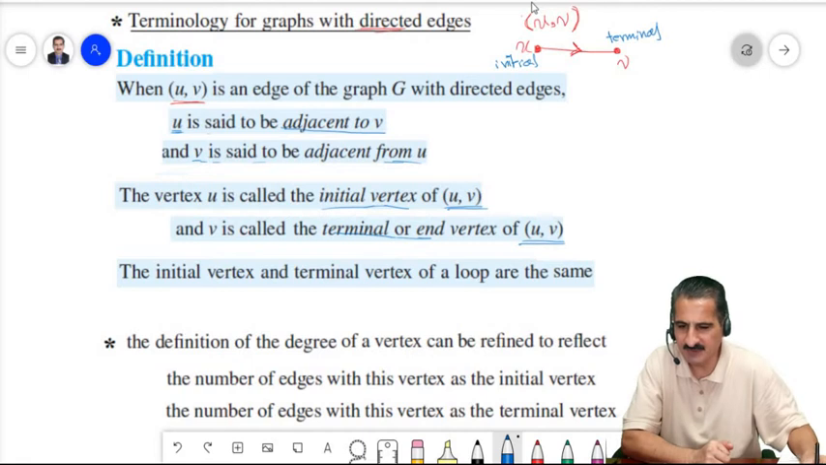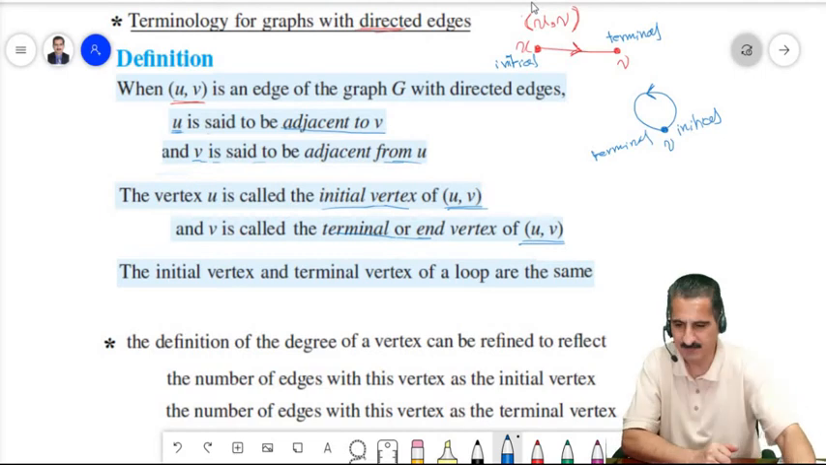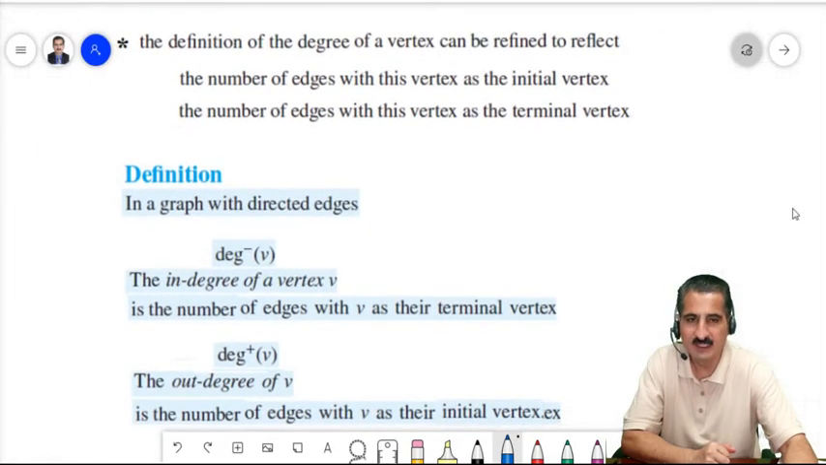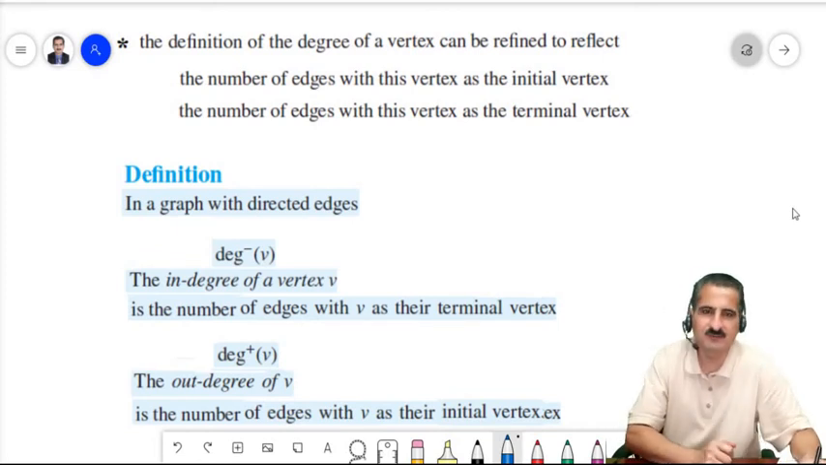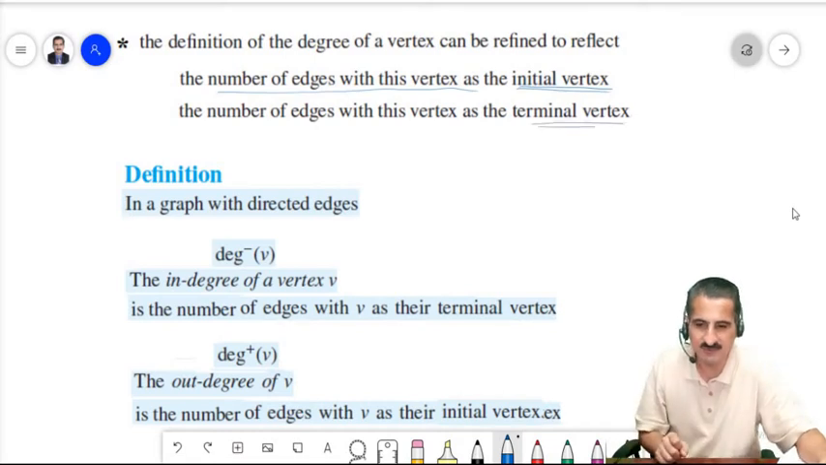The initial vertex and terminal vertex of a loop are the same. Again, if we have a loop at v and it is directed, this point is the initial and the terminal vertex at the same time. Now we will define the degree of a vertex in digraphs, in directed graphs. It is different because at a vertex, an edge might be going into the vertex or going out of that vertex, and then we need to count degrees accordingly. So we will count the number of edges with this vertex as initial vertex, which means the edge is going out of that vertex, or as terminal vertex, which means the edge is going into that vertex. This is given in the following definition.